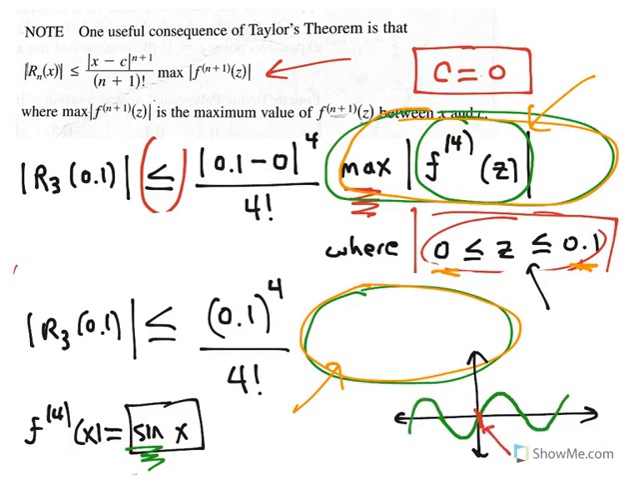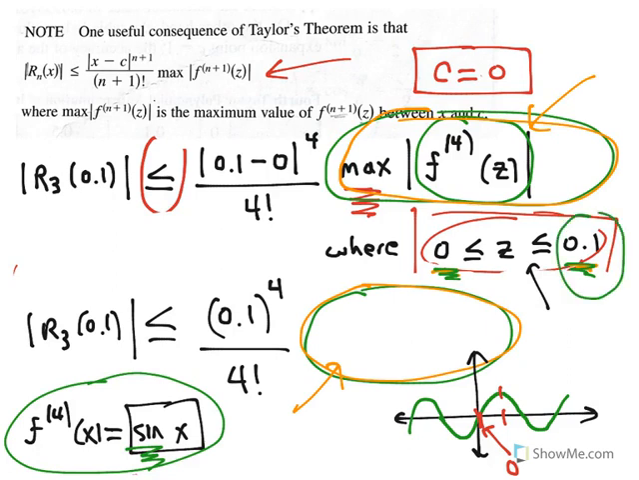So here is 0, and this is at pi over 2. Pi over 2 is about 1.57. So you can see that on the interval from 0 to 0.1, the sine function is increasing. So the fourth derivative will be at a maximum value for z equal to 0.1.